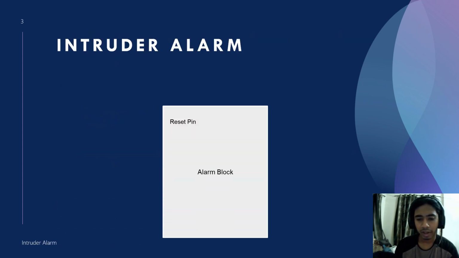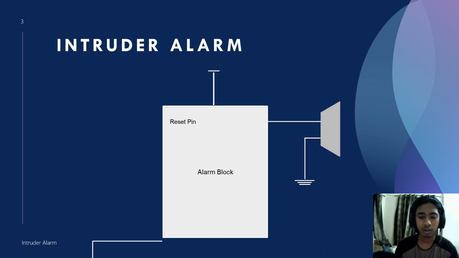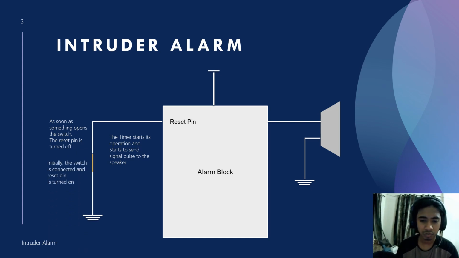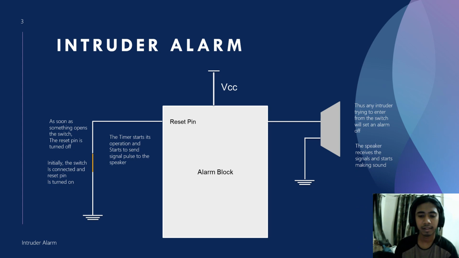Here is a simple diagram showing how our alarm system works. At the start, the switch is on and the reset is active, so the alarm is ready. But when someone triggers the alarm, the reset will be disconnected from the ground. Then the timer starts working and sends signal pulses to the speaker. In astable mode, the output of the 555 timer generates these pulses. As a result, the speaker gets the signal and emits sound.